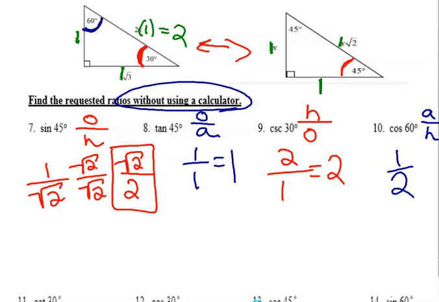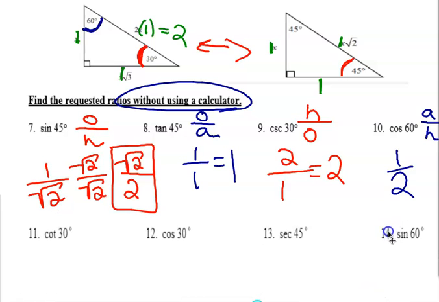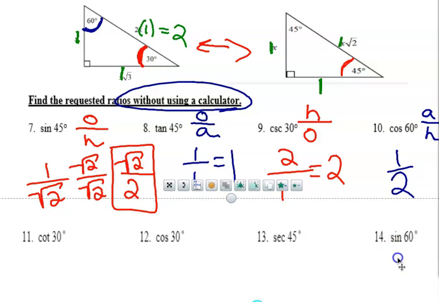All right, I want you guys to try 11 through 14. Think about first looking at day 1. What perspective are you looking at? What does cotangent mean? What does cosine mean? What two sides are you writing down? Try 11 through 14 and check back.